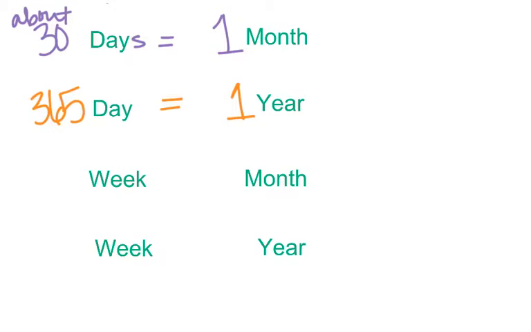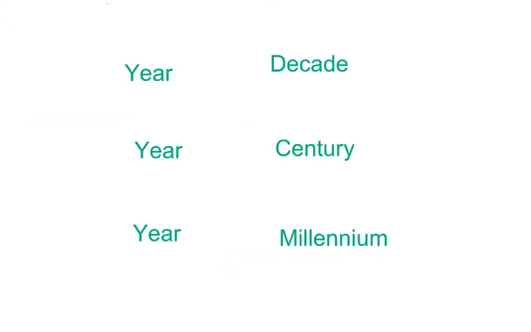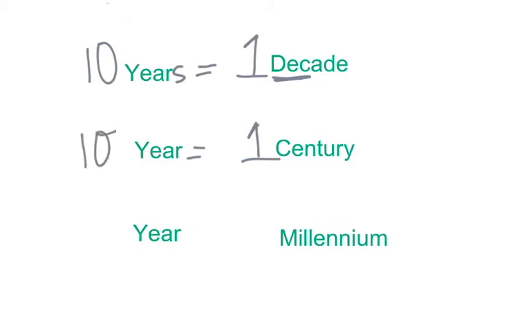If you have 1 month, you have about 4 weeks. It's not exact, but about 4 weeks. If you have 1 year, that's the same as 52 weeks. Continuing on, let's repeat this again. If you have 10 years, that is 1 decade. This prefix or this root, dec or deca, means 10. If you have 1 century, then you have 100 years. If you have 1 millennium, then you collected 1,000 years.